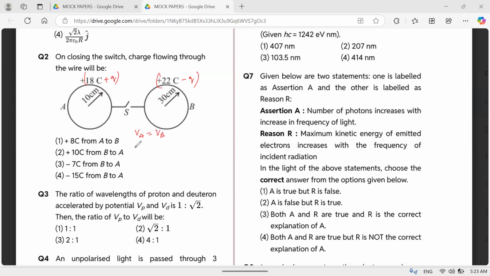So it is K into 18 plus Q divided by 10 must be equal to K into 22 minus Q divided by 30. This K will get cancelled. So 18 plus Q divided by 1 is equal to 22 minus Q divided by 3. Simplify that, see how much I'm getting. So it is 3 into 18 plus Q is equal to 22 minus Q.